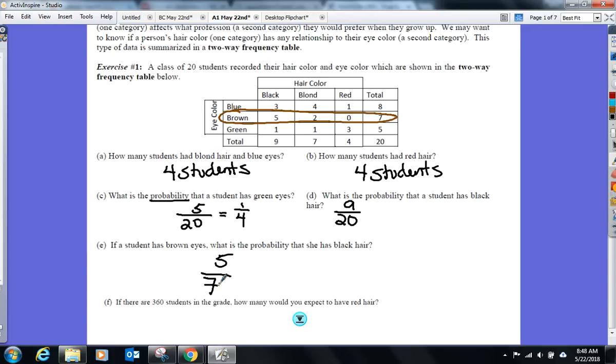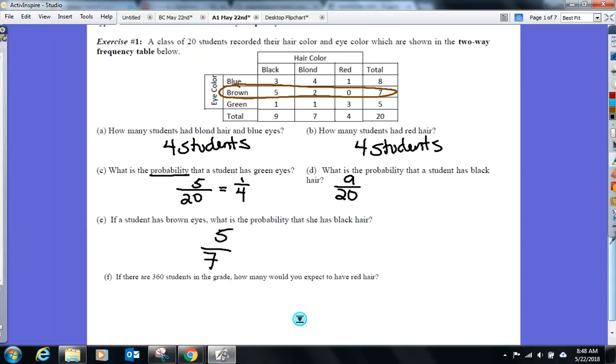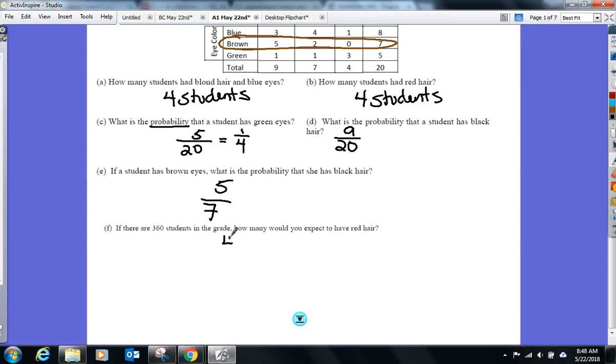All right, now let's get even more complicated. Say there's 360 students in the grade. How many would you expect to have red hair? Well, just out of this sample right here, how many had red hair? 4 out of 20 students that were sampled had red hair. But we're not sampling 20, we're trying to predict out of what? 360. So where should my 360 go? Numerator or denominator? Denominator. All right, so red hair, 4 of them out of the 20 that were sampled.